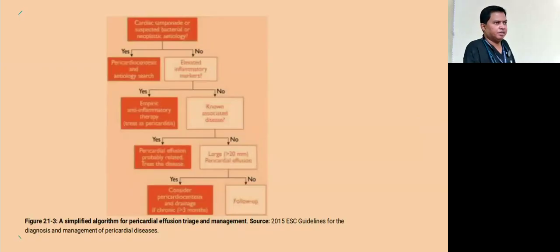Sometimes we insert a pigtail for continuous or intermittent drainage. For 2 to 3 days, we can keep the pigtail if it is a large pericardial effusion. A large pericardial effusion can go into impending cardiac tamponade and cause hemodynamic instability. So that's why we have to put a pigtail for all large pericardial effusions if the patient is hemodynamically unstable.